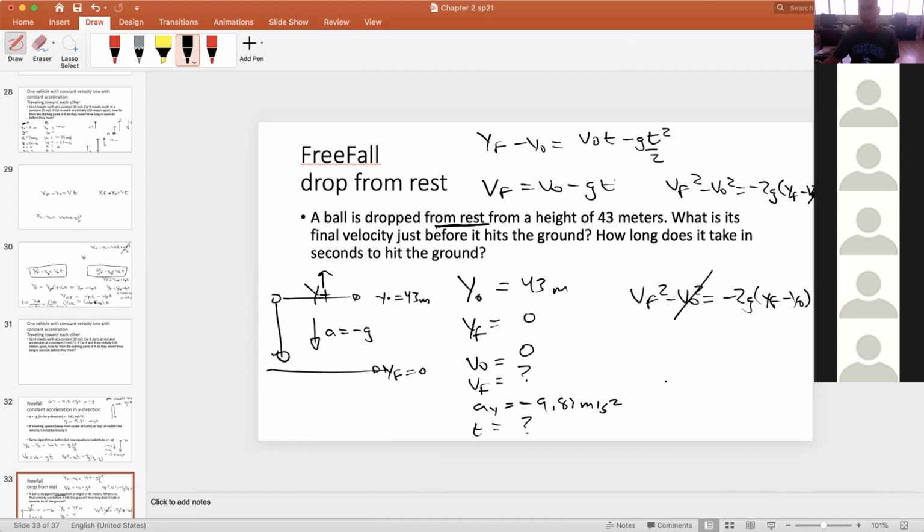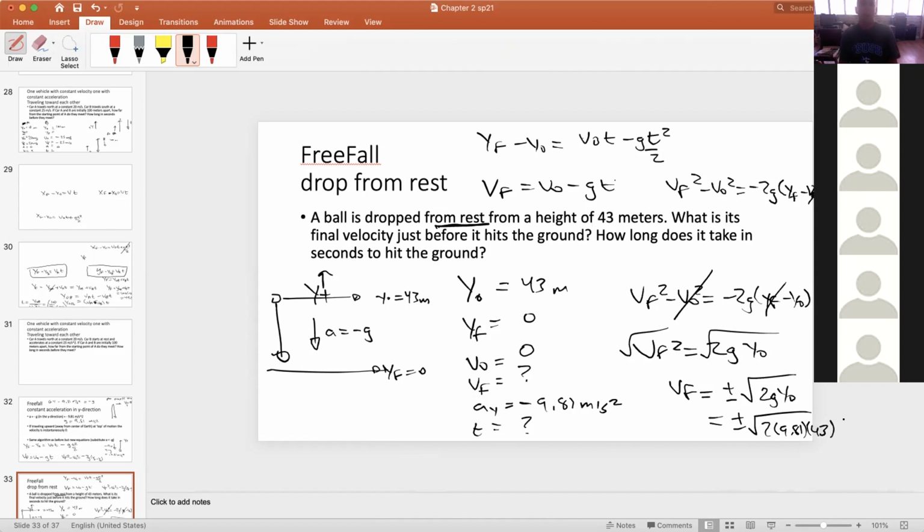So I get V final squared minus V initial squared is minus 2g times Y final minus Y initial. Plugging in variables, this is 0. Y final is 0. The negative signs will cancel. I get V final squared is 2g Y initial, taking the square root of both sides. V final is plus or minus the square root of 2g Y naught, which is equal to plus or minus the square root of 2 times 9.81 times 43. Now, should V final be positive or negative?